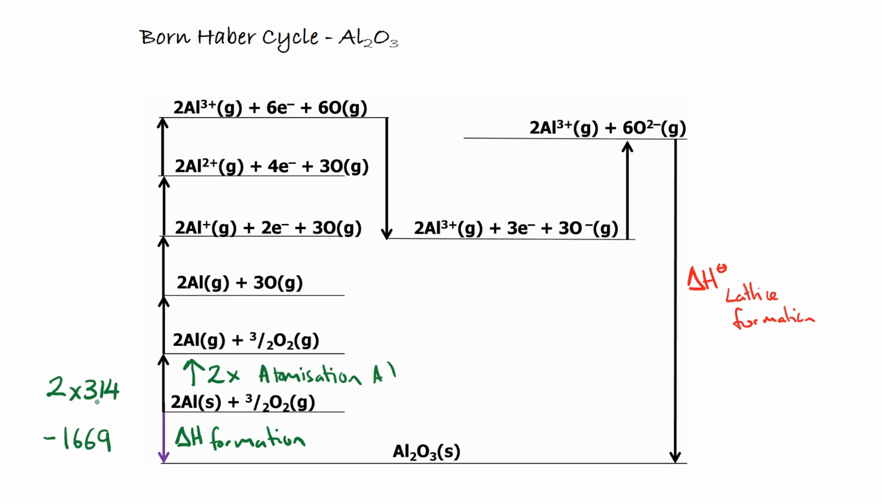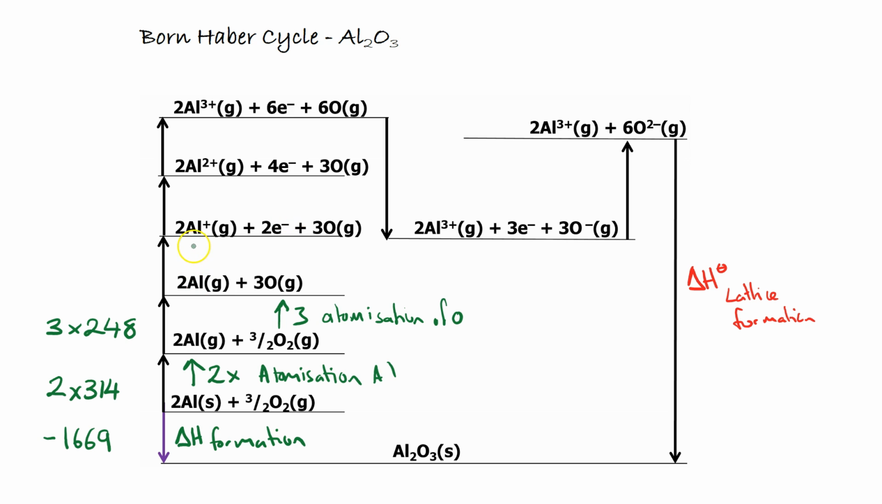The next step then, we've got the atomization of oxygen this time, so we've got 3/2 O2 or 1.5 oxygens, and this is the atomization of oxygen, and we've got 3 of them. So this time we've got a value of 3 times 248. Now we've got our gaseous elements, and we need to get them into the ions.